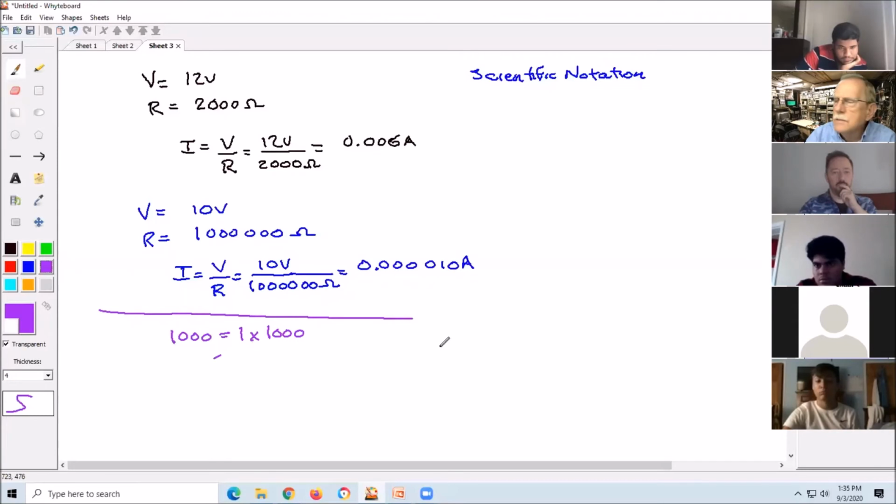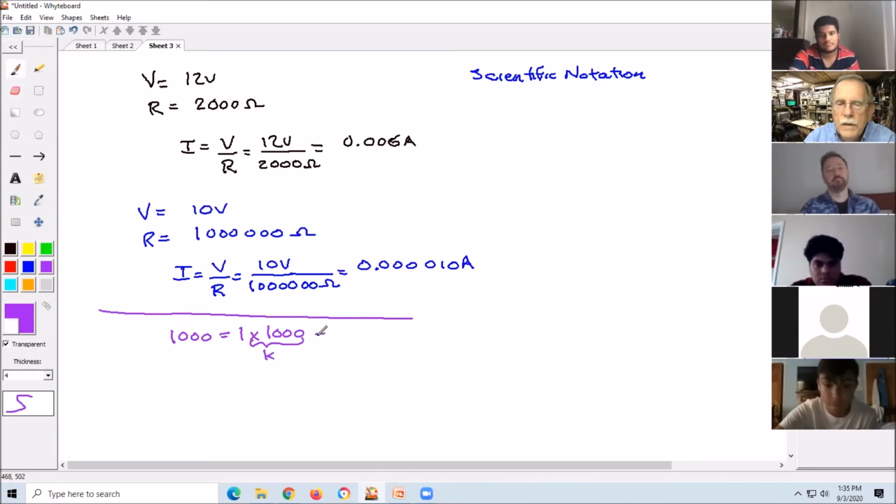I could write this as 1 times 1,000. Is that valid? Yes. There's a metric prefix where we can replace the times 1,000 with the letter K. So we could say that this is equal to 1K. 1K means 1 times 1,000. Well, 1 times 1,000 is 1,000. So this becomes a shorthand way of writing this.